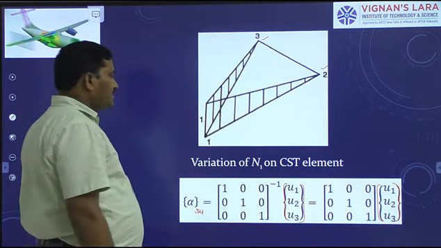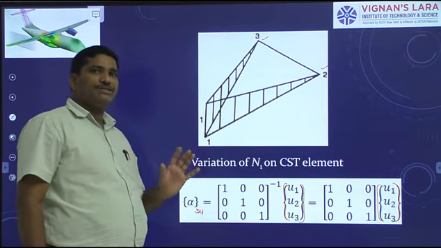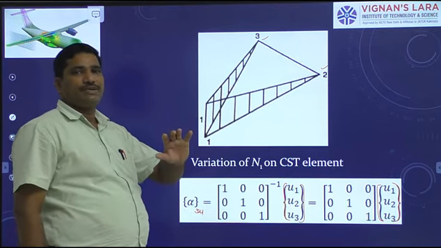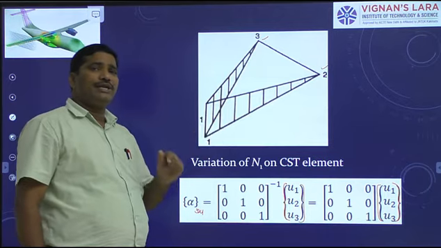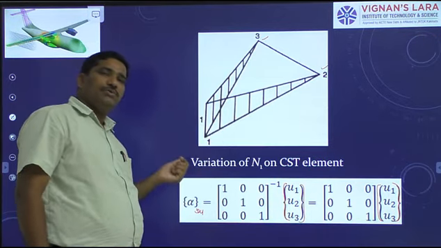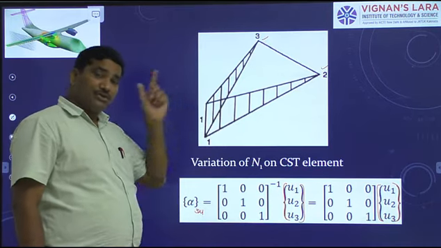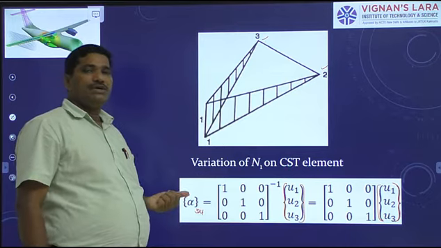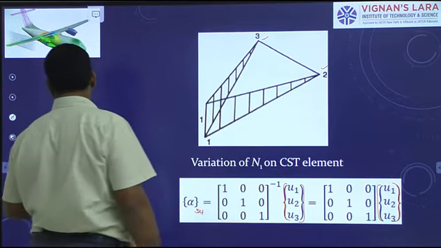Similarly, you can plot the variation of N2 on the CST element, as well as for N3. N2 is unity at node 2 and it is 0 at node 1 and node 3. N3 is unity at node 3 and it is 0 at node 1 and node 2.